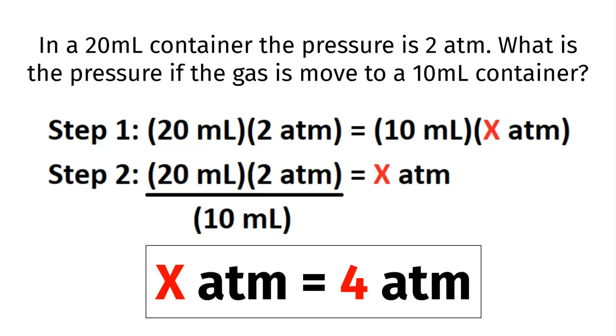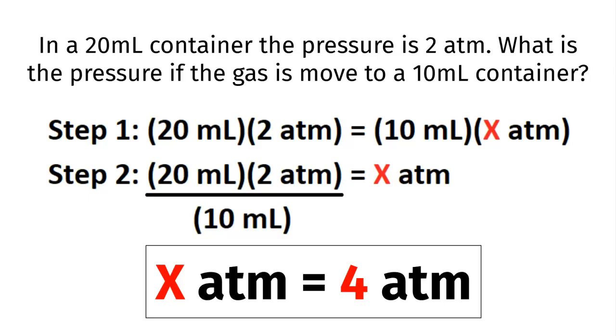For our Boyle's law example, in a 20 milliliter container, the pressure is 2 atm. What is the pressure if the gas is moved to a 10 milliliter container? So plugging into our formula, pressure 1 times volume 1 equals pressure 2 times volume 2. So for our P1 and V1, we have 2 atm and 20 milliliters. For our P2, V2, we don't know our second pressure, but we do know our second volume.